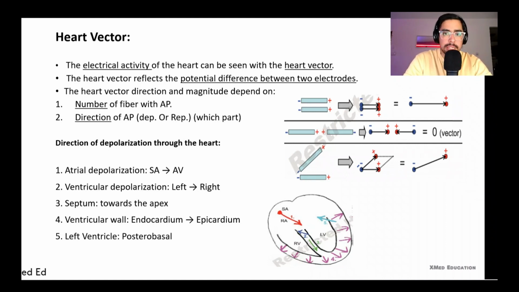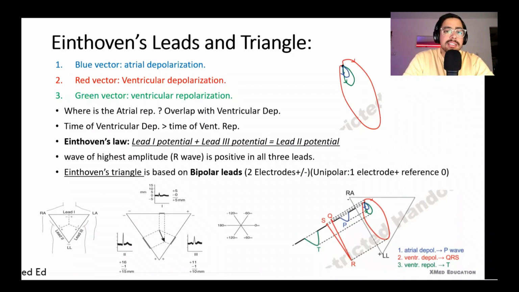So let's go, and now I think we know all the details that we need, and we can talk about the more serious things like Einthoven, leads, and triangle. I know you guys probably saw this triangle in your first year of medical school, or saw it somewhere. Now I'm going to explain what they are. Before we start to talk about these leads, you have to know that we have a blue vector, which is this one. I drew it in blue to explain the atrial depolarization.